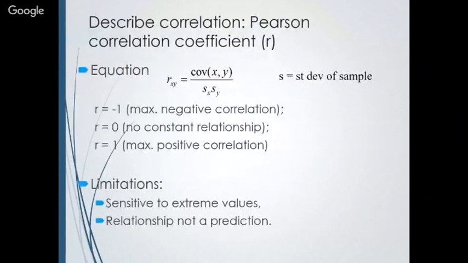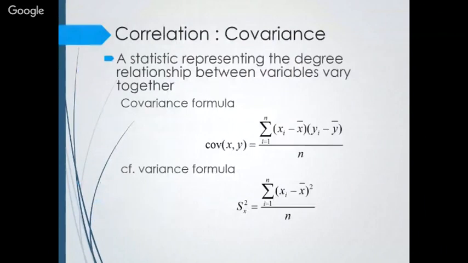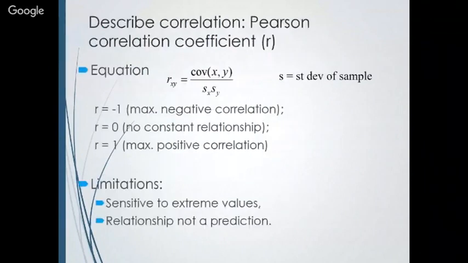So first we have to calculate the covariance of x and y, and the variance of x and the variance of y separately. Then with the help of these three items we can calculate the correlation between x and y. Covariance represents the degree of relationship between the two variables. Now we will go to correlation.